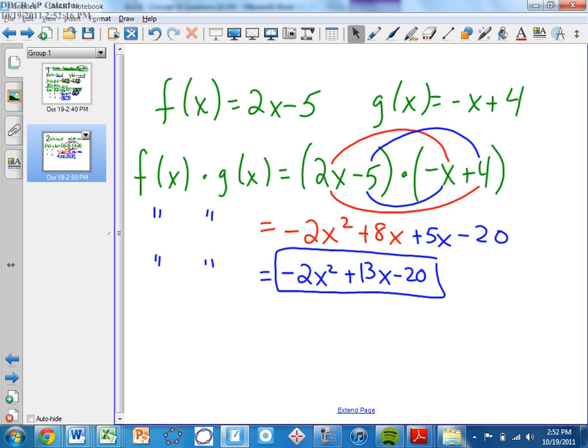Hey, where did the 5 come from? 5, negative, negative 1 gives me positive 5. The negative 5 here and the positive 4 gave me the negative 20. Okay, be careful of your signs again, people.